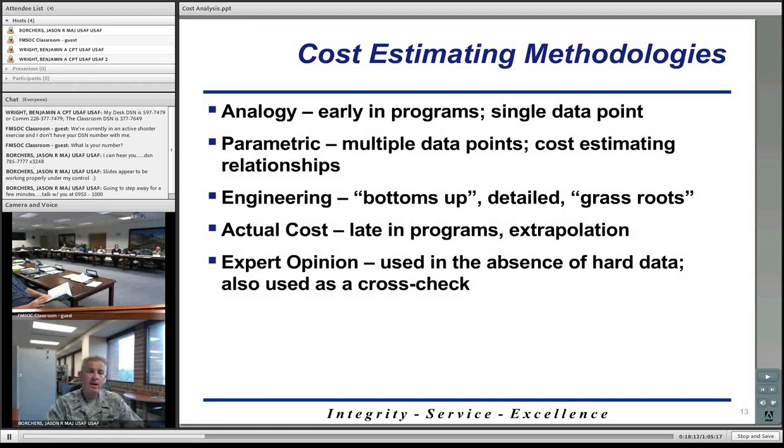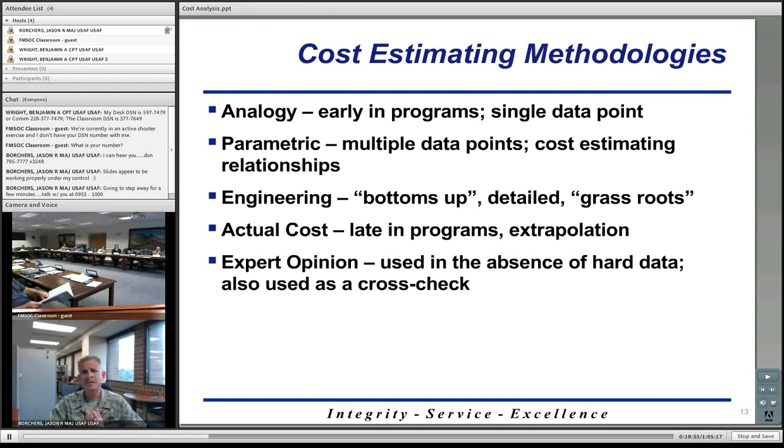Finally, we have expert opinion. Now this is essentially asking your expert, whether it be an engineer, a logistician, whoever, just asking them, hey, what does this thing cost? And then they'll give you their estimate. That's essentially what's called using expert opinion.